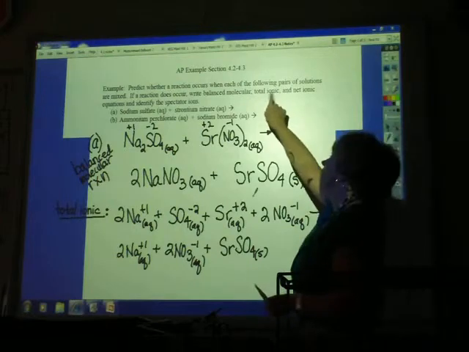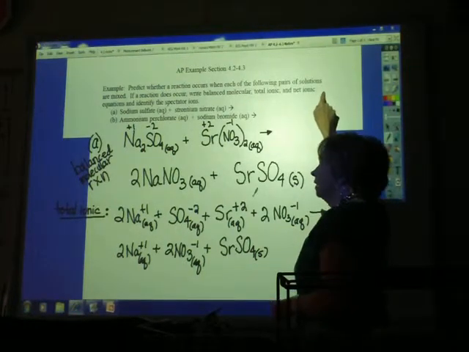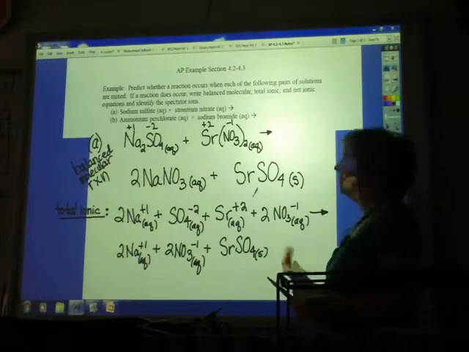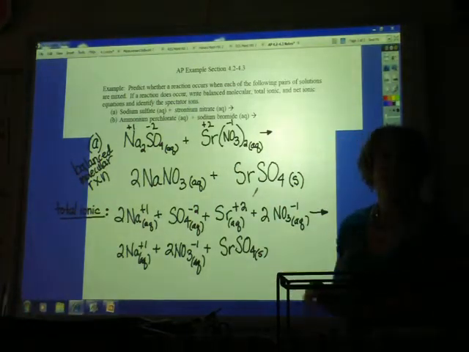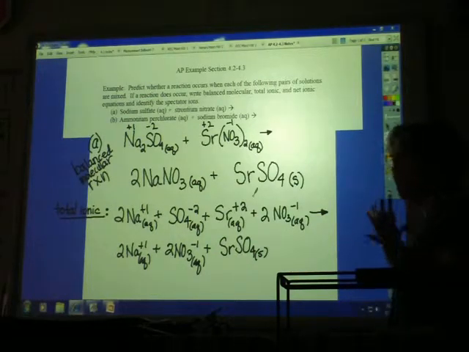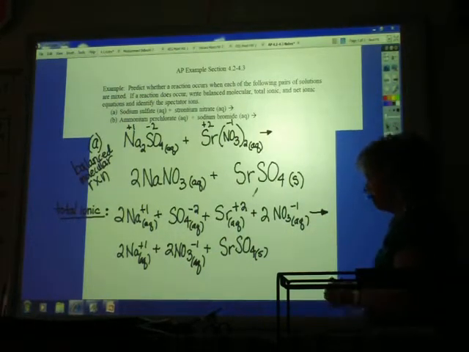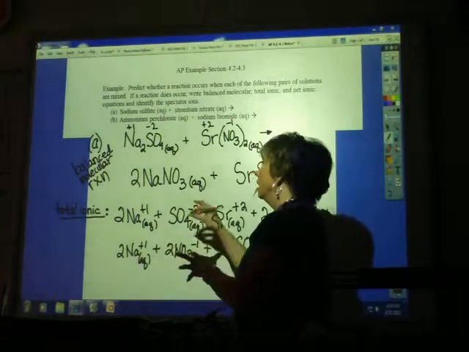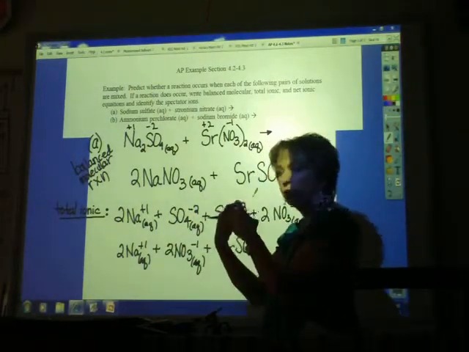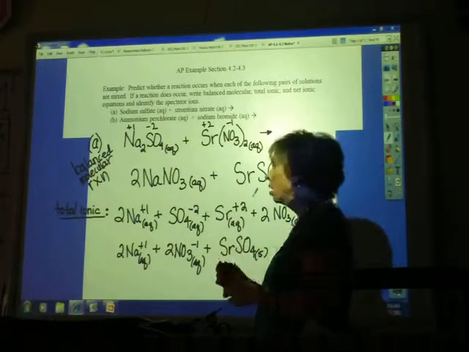Now, so that's my total ionic. Net ionic and spectator ions. Well, some of these ions, what's a spectator? Somebody watches, they don't actually participate, they're just hanging out, seeing what's going on. Okay? So any part of any ion that doesn't actually participate in forming a compound is just called a spectator.